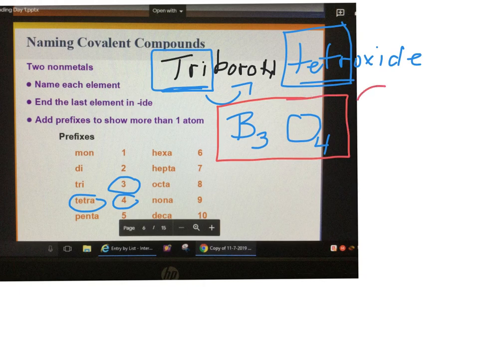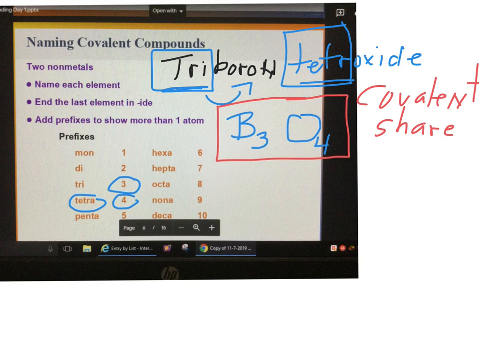Now remember, covalent bonds share electrons, whereas in the last chapter when we did ionic bonds, they transferred electrons. Covalent bonds are going to share always. So you have two non-metals working together and they're going to share their valence electrons.